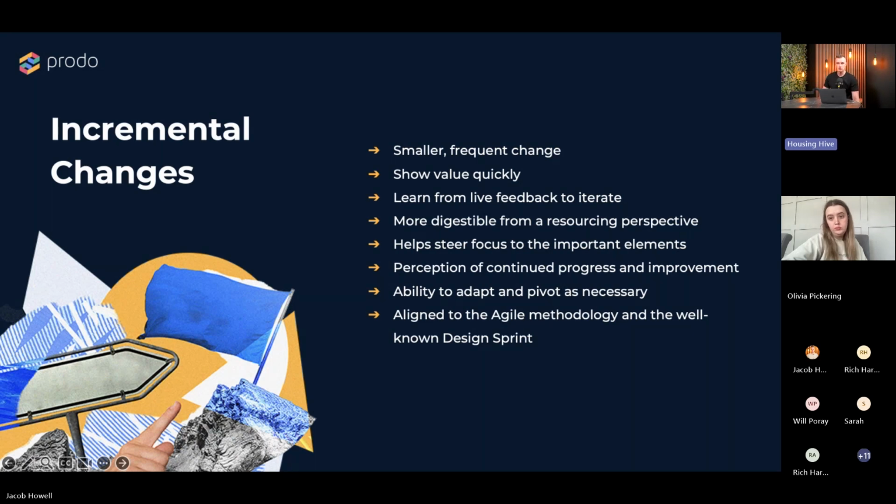Some things obviously you'll need to launch as one, but I think it's worth considering from an incremental launch perspective, a more agile approach, just to test certain things and hopefully get the output of that benefit and the value a little bit sooner as well.